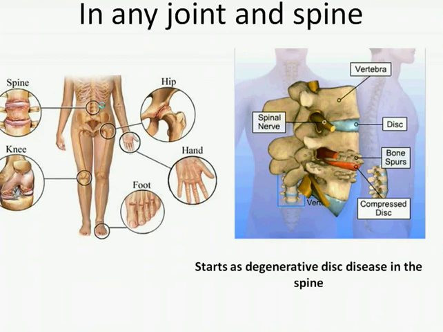In the spine, osteoarthritis starts out as degenerative disc disease as seen by an MRI, and with time the typical osteoarthritis X-ray changes begin to appear. If you have prolonged pain in your joints or your back, I would encourage you to have your problem evaluated. This is Dr. Alan Jacobs.